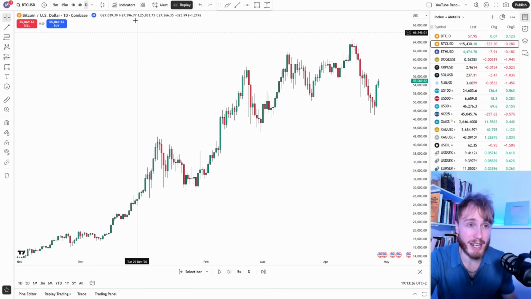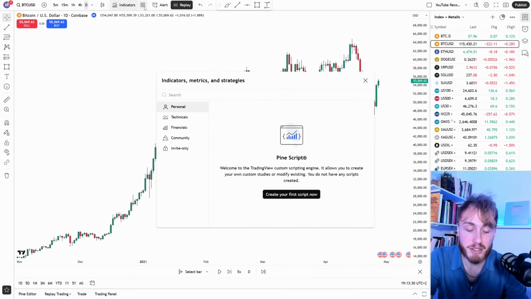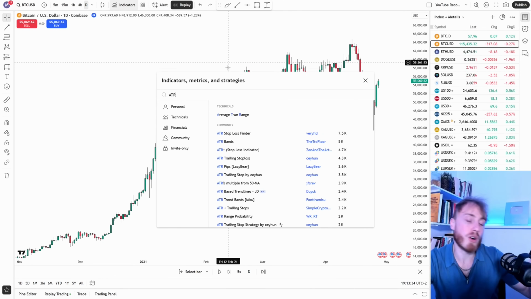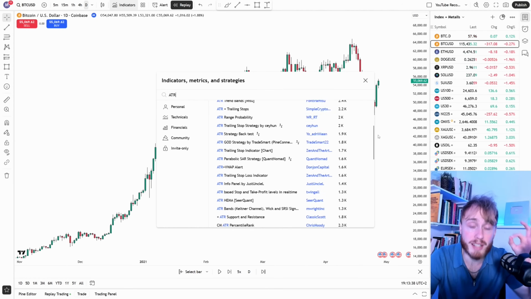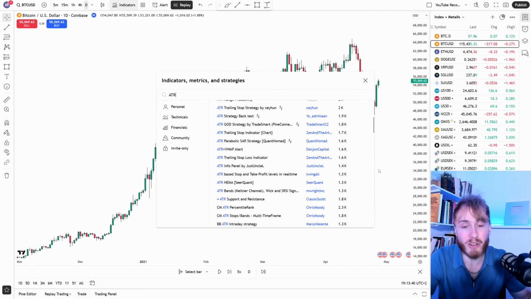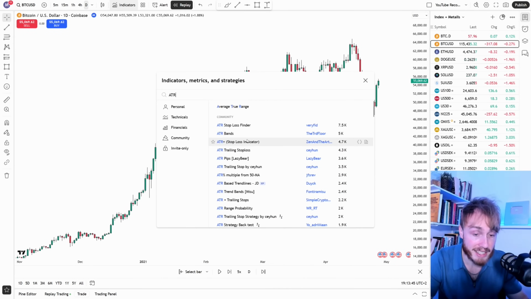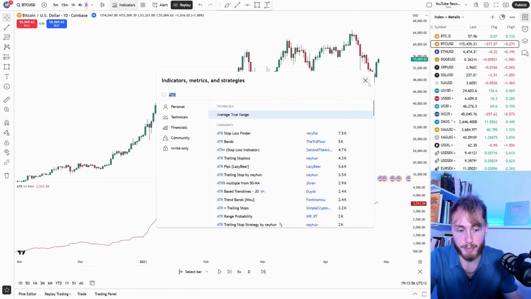Well, to do that, you want to navigate up here to the indicators tab in TradingView, and you simply want to search for ATR. And as with all other indicators, when we search for ATR, you can see that there are tons of custom built ATR indicators by the community. All of these have different settings, and they are built in different ways. But for this course, we're going to use the normal average true range indicator. So let's open this one up.